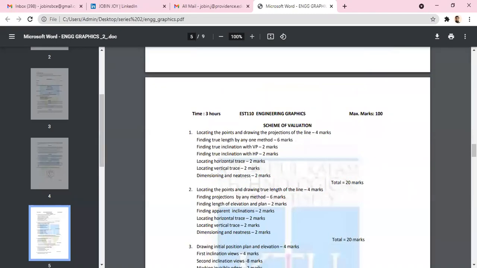Okay, so this is a sample scheme of valuation, showing how your paper is valued. If you have any doubt, just go through this. For example, in the first question, if you locate the points correctly and draw the projections of the line, you will get 4 marks. If you find the true length by any one method, you will get 6 marks. If you find the true inclination with the VP, you will get 2 marks.